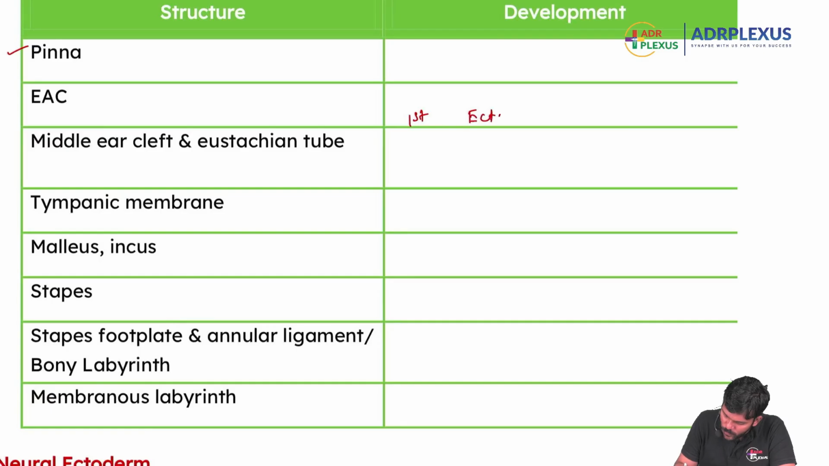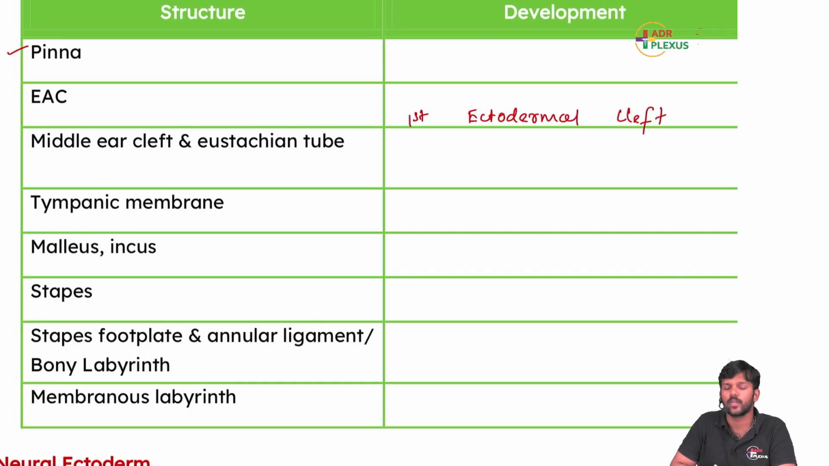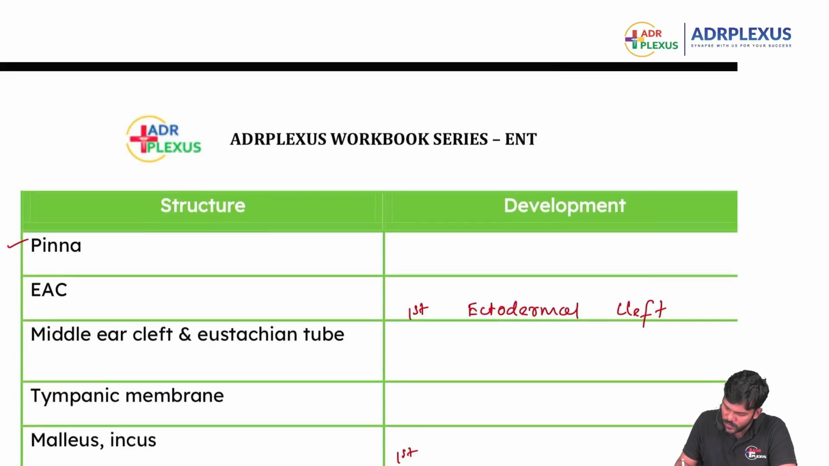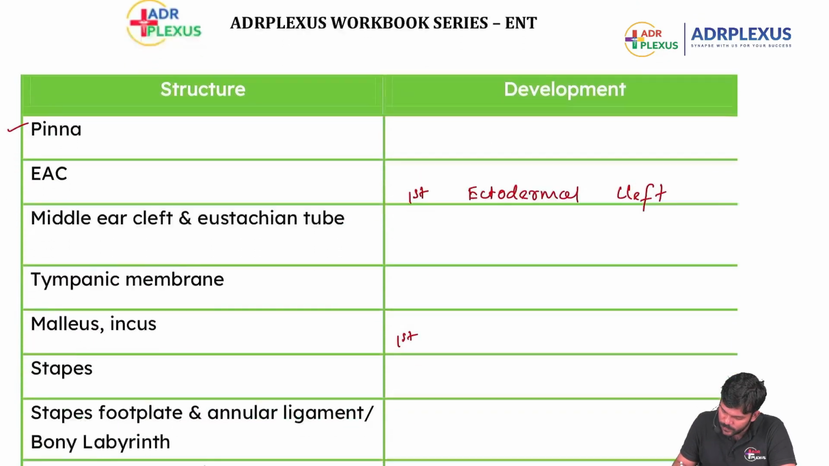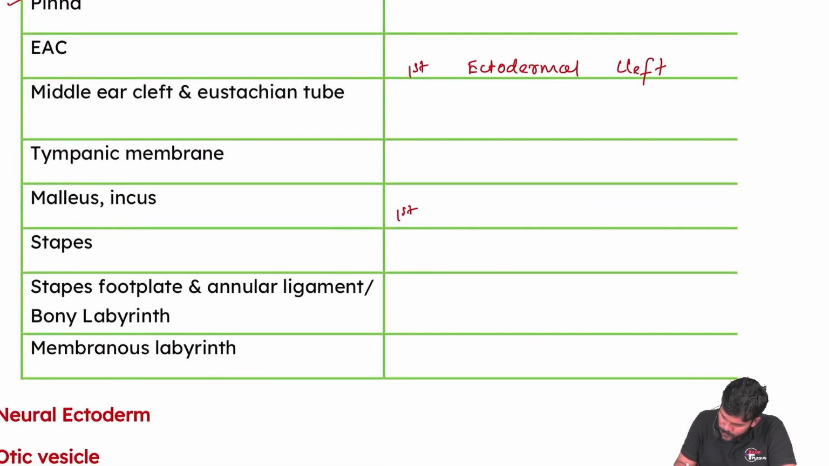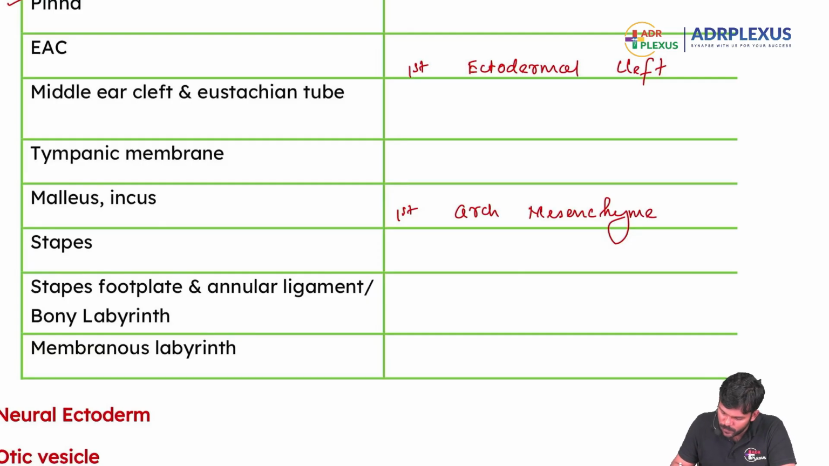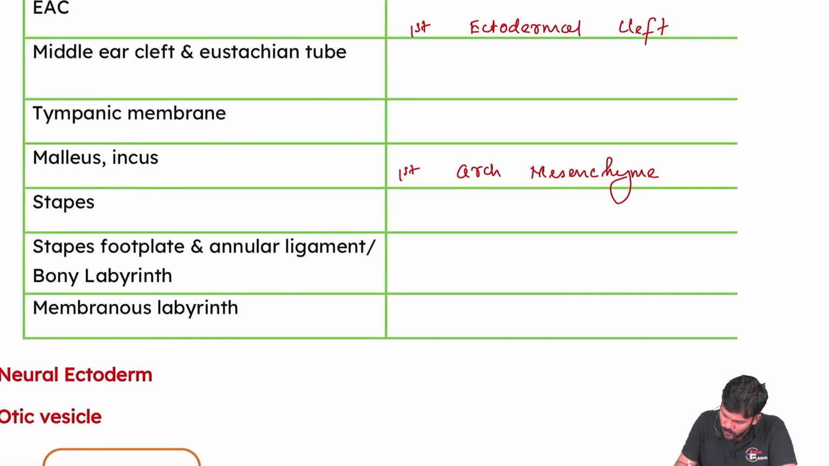First ectodermal cleft. Okay. This malleus incus forms from first arch mesenchyme. The stapes forms from second arch mesenchyme.